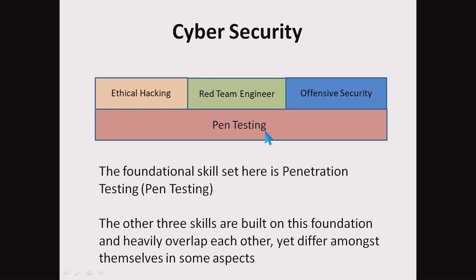They actually heavily overlap with each other, which is to say that an ethical hacker does a lot of activities that overlap with those of a red team engineer, and similarly a red team engineer does a lot of things that overlap with an offensive security expert, and so on. Now, the very target of this diagram is to explain that penetration testing is the foundational skill on which ethical hacking, red team engineering, offensive security, and cyber security research are based. That's all. That's the only point.